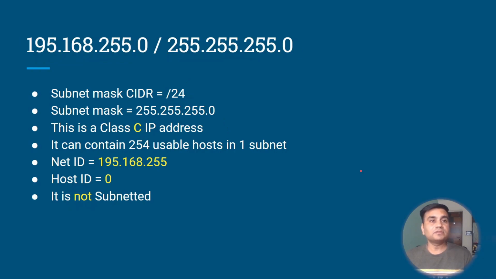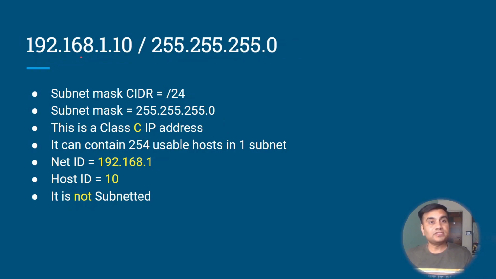Let's take the next example. 192.168. Oh, this is our favorite. 192.168 is what? A private IP address in which range? Class C. Okay, subnet is /24, right? Not changed, so it is not subnetted. Network bits: the first 3 are network bits and the remaining 1 is the host bit. Also done, right? Next question.